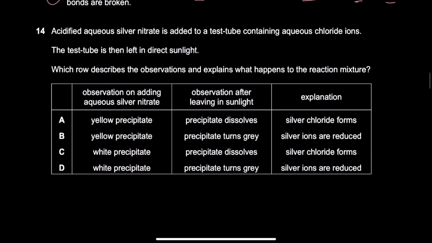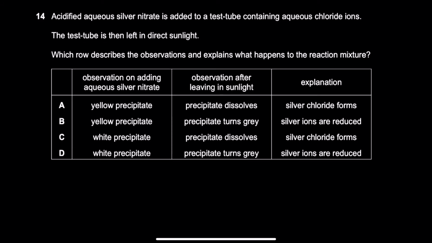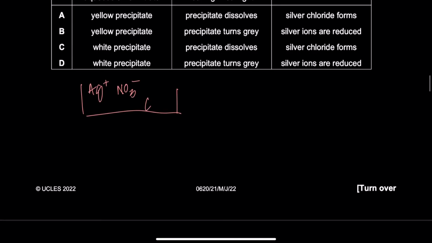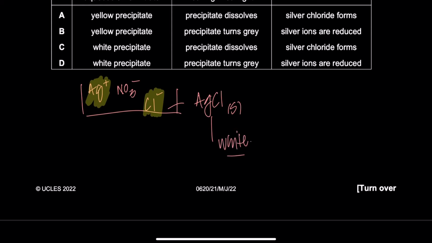Acidified aqueous silver nitrate is added to a test tube containing aqueous chloride ions. So if you had silver nitrate, Ag plus NO3 minus, and you had chloride ions somewhere, when Ag plus and the chloride ion come into contact with each other, they'll form AgCl, which is an insoluble salt, right? Because you learned about group 7. Remember when we studied solubilities, all group 7 salts are soluble except for LMS: lead, mercury, and silver. So AgCl is going to be an insoluble salt, and we realize that silver chloride is white, silver bromide is cream, and silver iodide is yellow. So it's going to be a white precipitate.